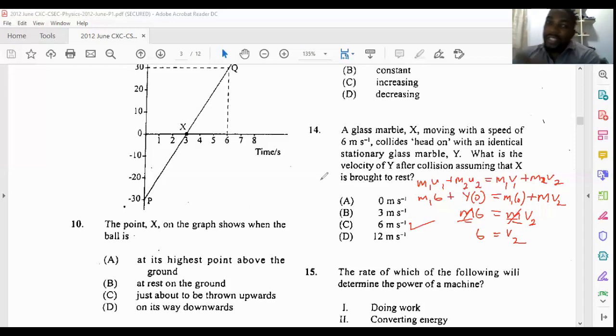So this question could be answered much faster, but what I'm showing you here is the knowledge that you need to acquire in order to answer a question like this.